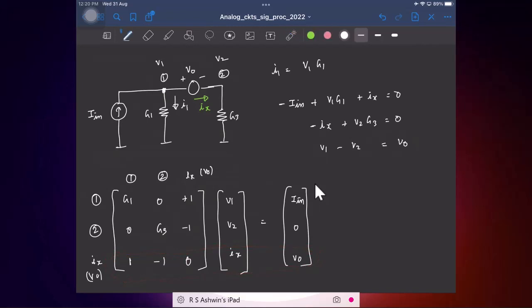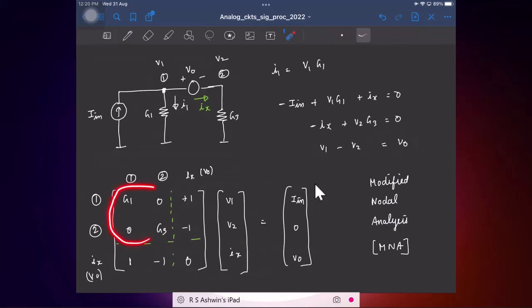Clear? So this kind of matrix formulation is called modified nodal analysis, or MNA. Simulators mostly will use this kind of formulation. And again, you can see you have a G matrix here. This portion of the matrix has only the conductances, and then you have some other stuff here.